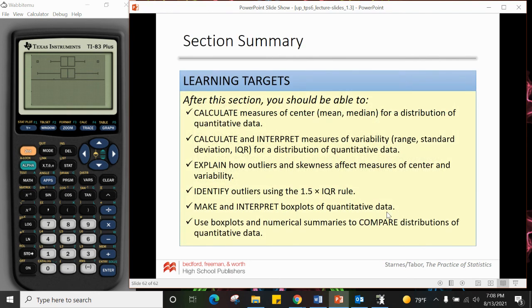So that's it for today. Here's the learning target. We calculate the measures of center, which are mean and median. We calculate and interpret the measures of variability, which are range, standard deviation, and IQR. Explain how outliers and skewness affect the measures of center and variability. Identify outliers using the 1.5 times IQR rule. Make and interpret box plots for quantitative data. And use box plots and numerical summaries to compare distributions of quantitative data.